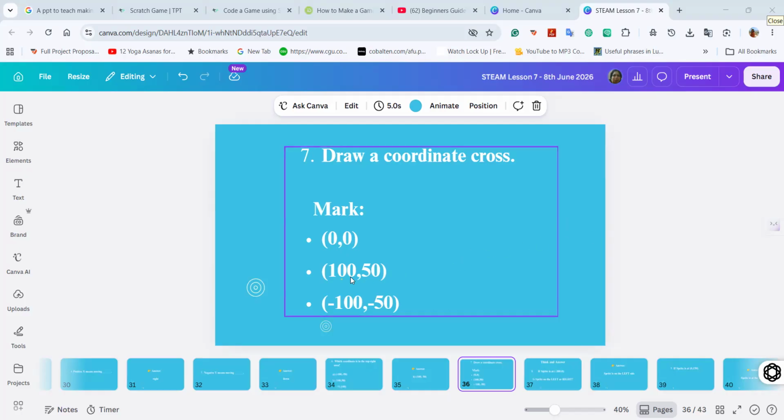Now, on the mark 150. Where is 100 on the x-axis? First is always the x-axis. When you have the first number, that is always x-axis. The second number is always y-axis. Okay, I remember I told you. First number is x-axis, second number is y-axis.